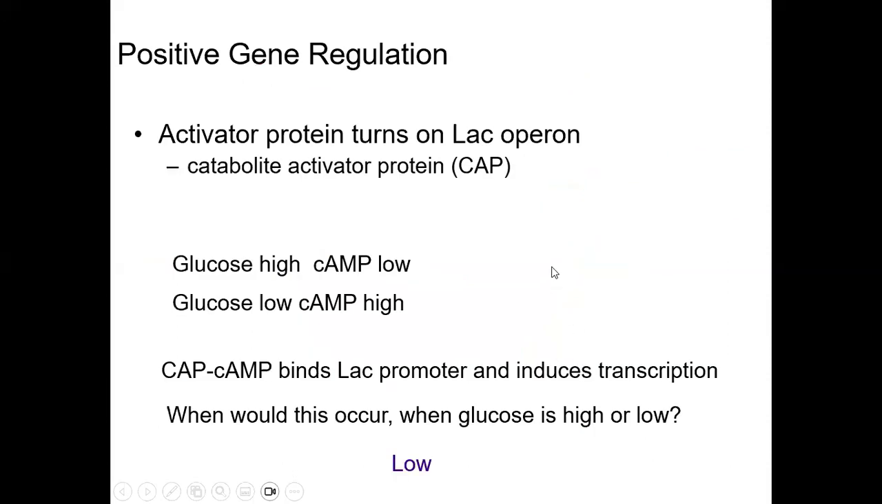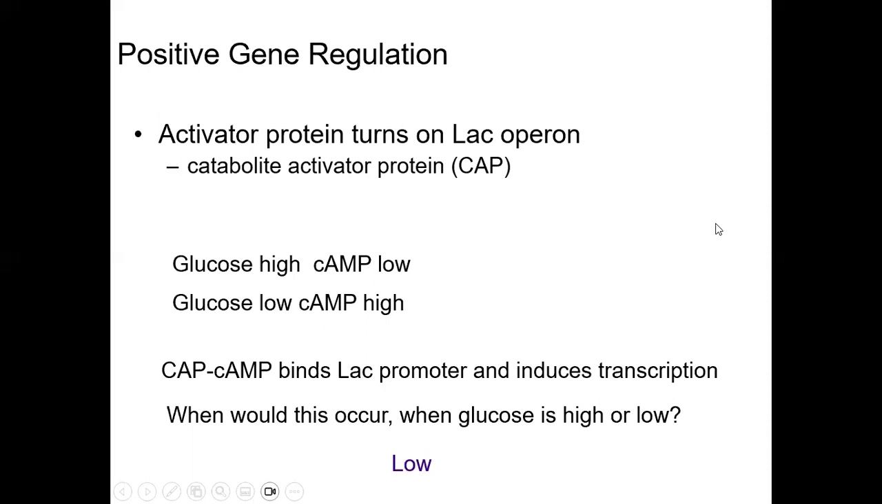Another regulatory protein that is involved here is an activator protein, known as the CAP protein, which stands for catabolite activator protein. It is also known as cyclic AMP binding protein since it interacts with cyclic AMP and leads to formation of a cyclic AMP CRP active protein. So another name for the CAP protein is the CRP protein.